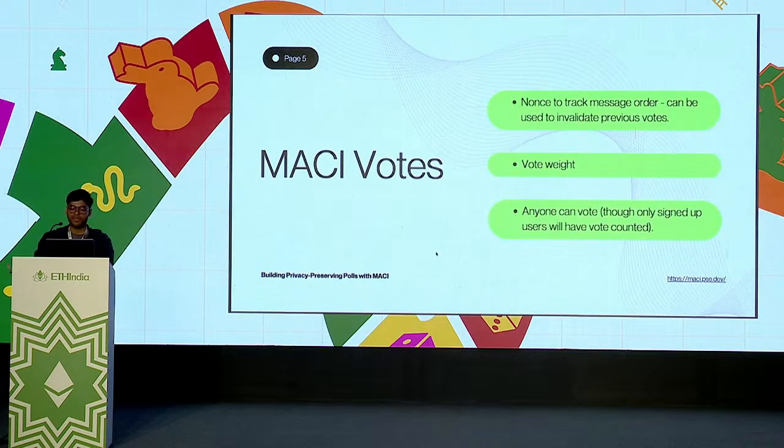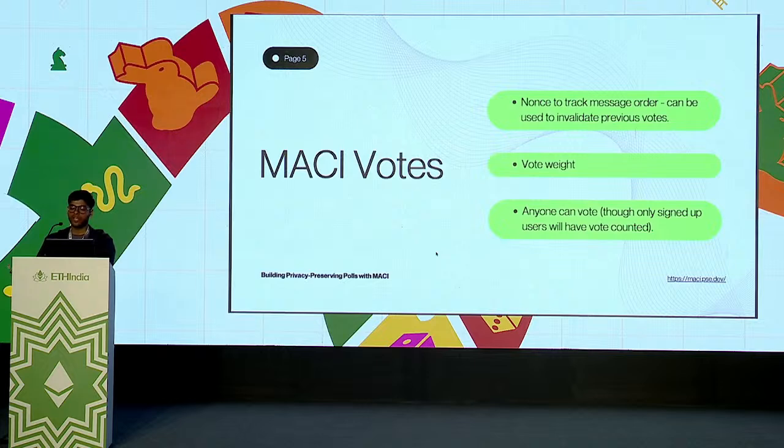So the Macy votes have a few properties. Every single vote message has a nonce, which can be used to track the order of the messages. And it can be used to change your vote later. So you can submit the vote again with the same nonce as you submitted before, and the previous vote will be replaced by the new vote.